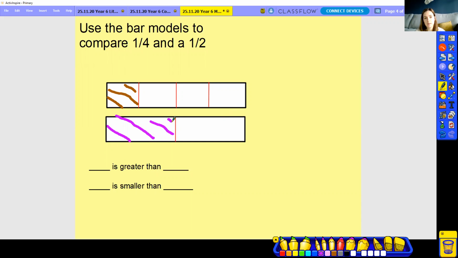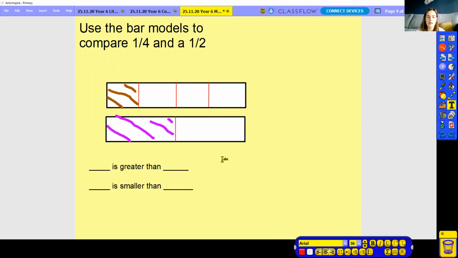Dodgy colouring again. Okay, so then my sentence starters say something is greater than something. So which one is the largest? Well, we can see that the half is the largest, so we need to write 1/2 is greater than 1/4. Then something is smaller than something. So then we've got 1/4 is smaller than a half. Okay, so we've put both of those in the right place. So let's have a look on the next sheet.